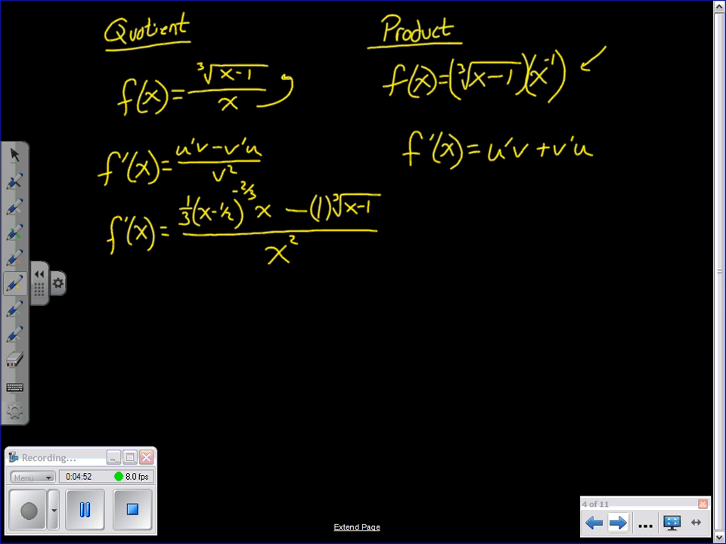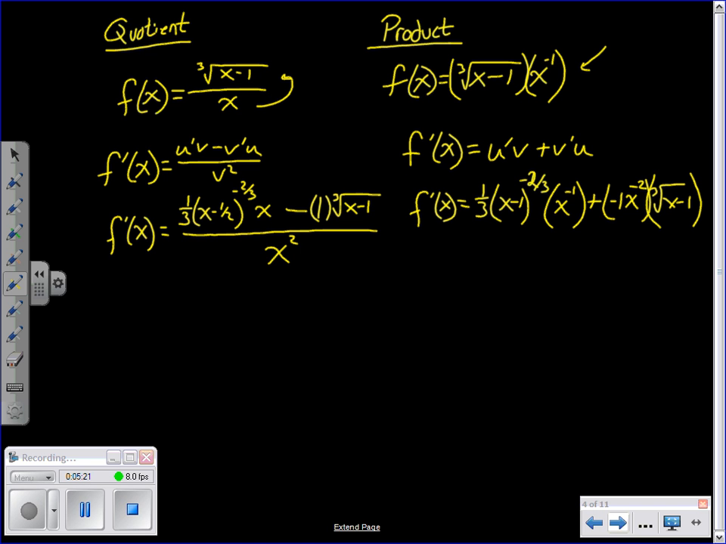All right, so I replace u prime, v, and v prime, so f prime of x by product rule is going to give me 1/3 x minus 1 to the negative 2/3 power, times v, which is x to the negative first, plus v prime is negative 1, x to the negative 2, and then that's times u, which in this case is cube root of x minus 1. So while my answer looks a little different than what I have on the other side, this in fact is actually the equivalent answer. It's just one is using quotient rule, the other is using product rule.